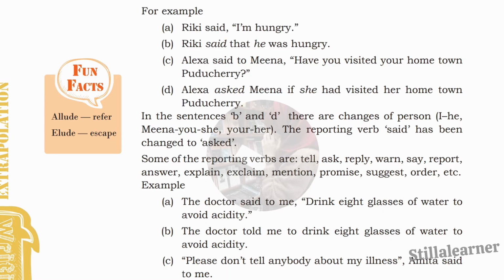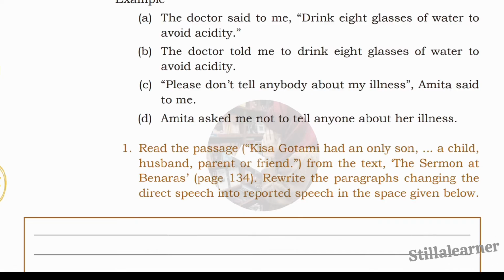"Please don't tell anybody about my illness," Amita said to me. So the indirect speech will be, Amita asked me not to tell anyone about her illness. Here also said to is changed to asked me. Okay, guys, in this way we have to change the reporting verbs.